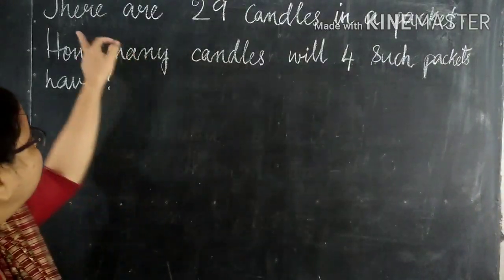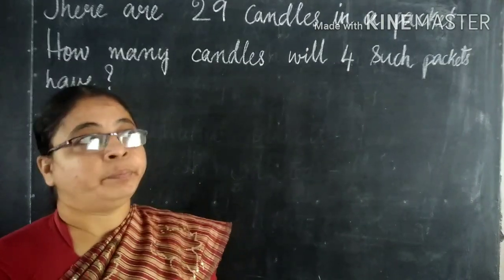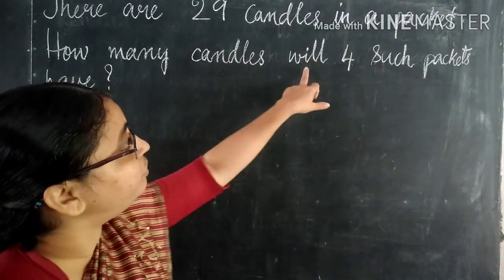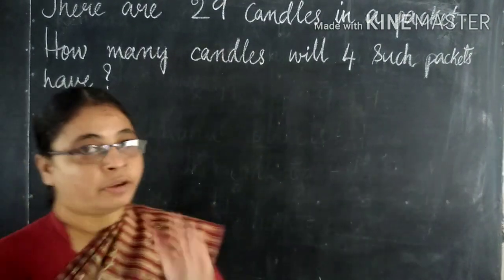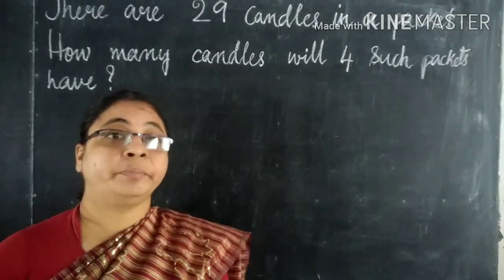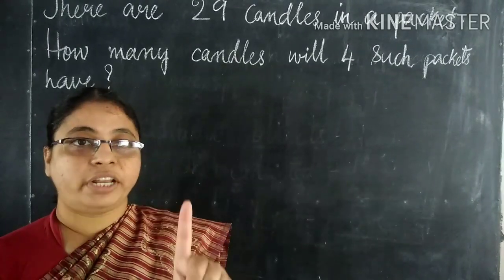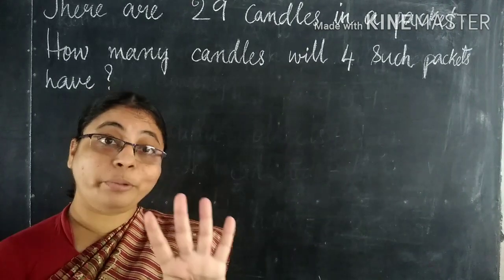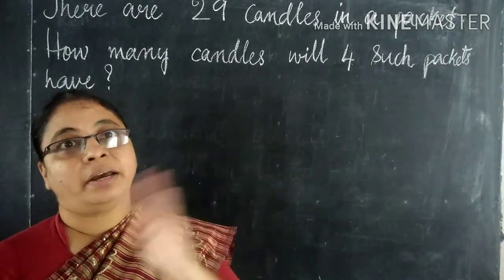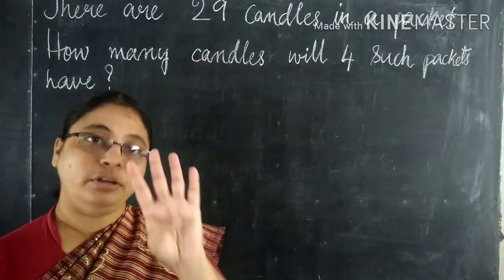Here if we look at this, children, there are 29 candles in a packet. In that packet, how many candles are there? 29 candles are there. How many candles will 4 such packets have? One packet has 29 candles. Like those packets, 4 packets are there. So in total 4 packets, how many candles? Do you understand? One packet 29 candles, 4 packets, how many candles? Means if you multiply that 29 with 4, you will get how many candles are there in total in 4 packets.